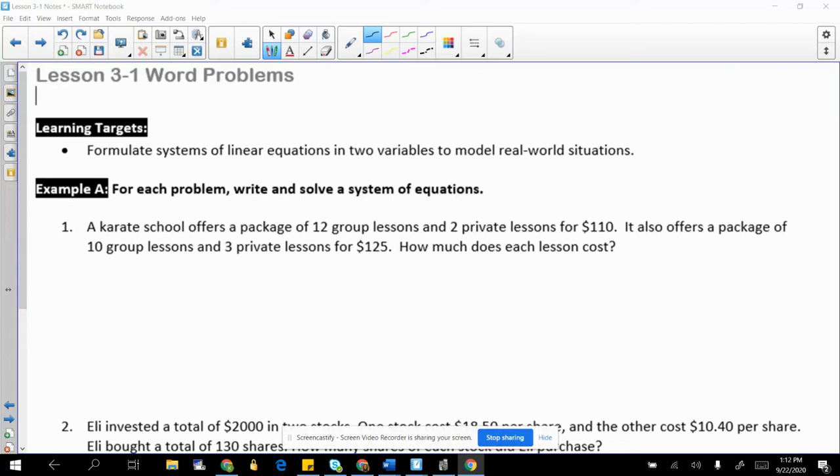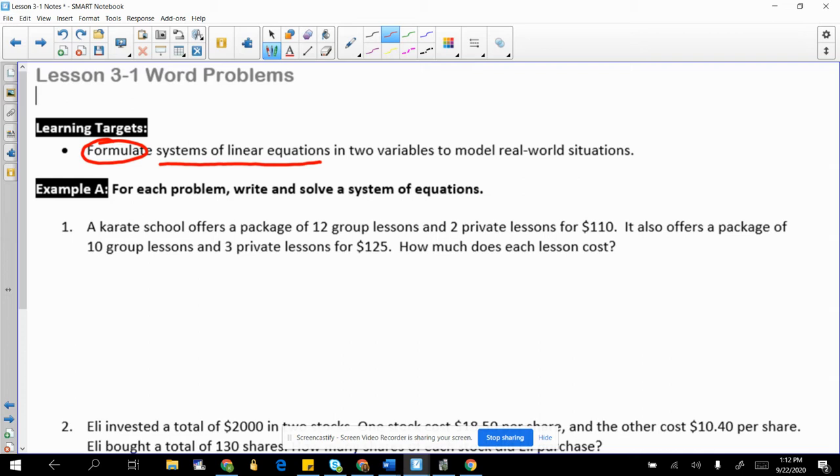Hi guys, welcome back. We are going to do a little extra added lesson here that we're going to call Lesson 3.1 Part 4, which is strictly about word problems. So our learning targets are going to be to formulate systems of linear equations to model real world situations, based on these word problems here.